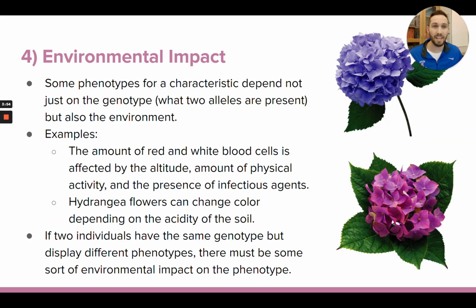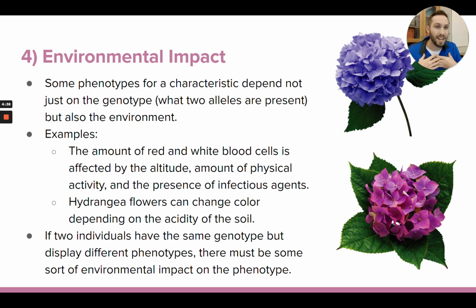Another thing is the environment can oftentimes impact the phenotype of an organism. There's lots of traits where your phenotype is affected by what's going on in the environment and not just what's going on in your DNA. So far, we've just been looking at what two alleles you have, and that determines your phenotype. But there's lots of situations where it's not just what information you have for a gene in your DNA, but your phenotype is also going to be affected by things going on in your environment. Skin tone, if I just go back to skin tone, is a great example of a trait that's also impacted by the environment.